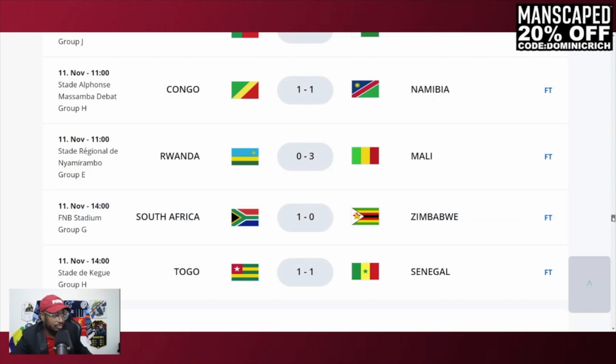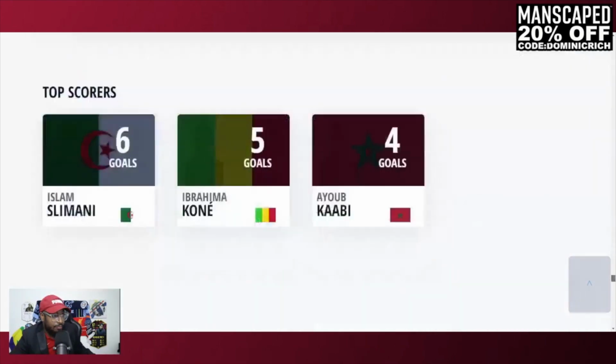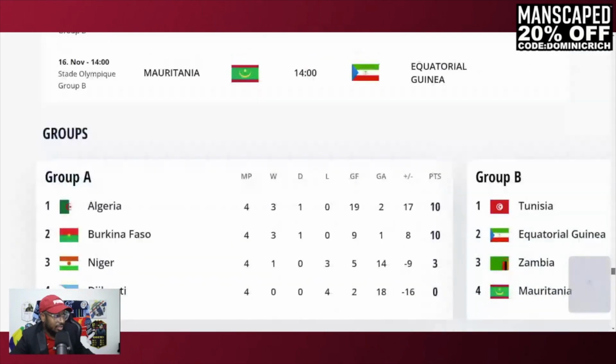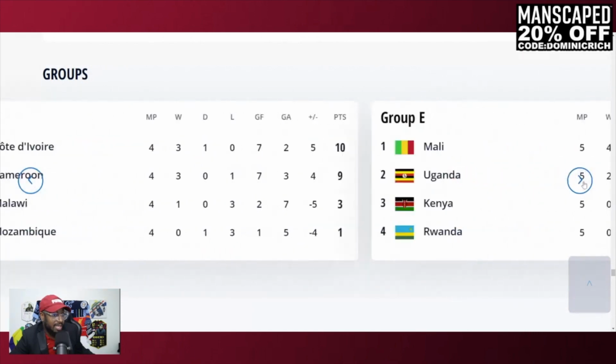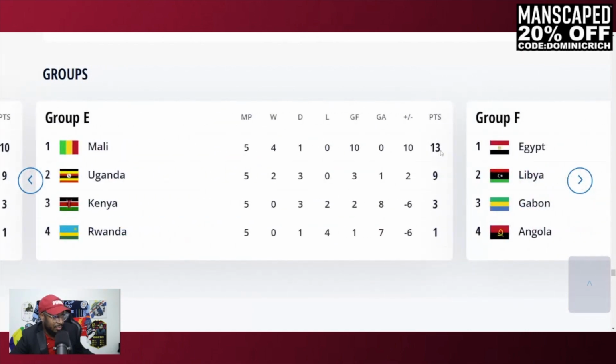Look, we go down to the groups, right? Let's go down to the groups. You guys could see how it reflects on the group right there. Group E. Let's go down to Group E. Mali are through. 13 points. 1 match to go. Uganda still unbeaten.